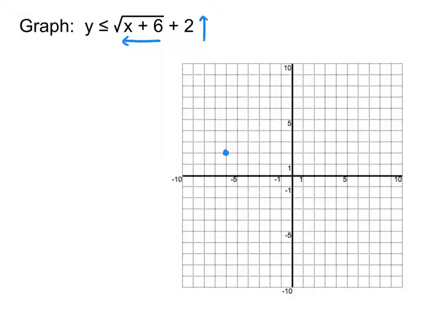Again, if you don't remember what the square root graph looks like, you can be looking back at our notes from last week when we actually put in there what the parent function, just y equals the square root of x, looked like. Because it's going to be the same graph from that point.